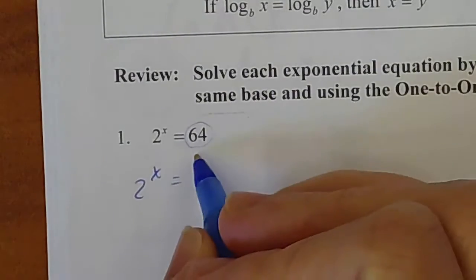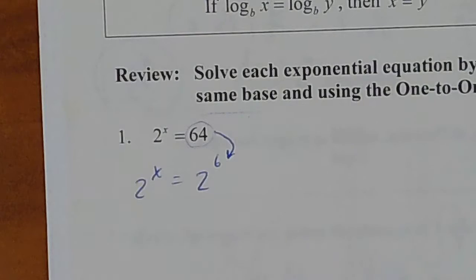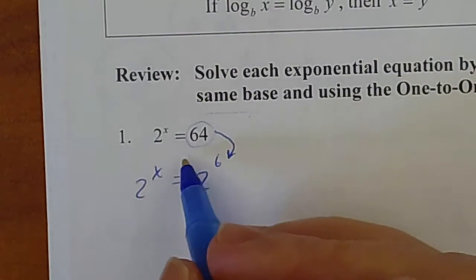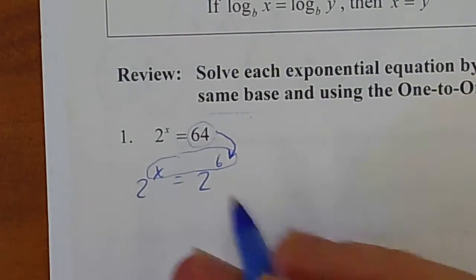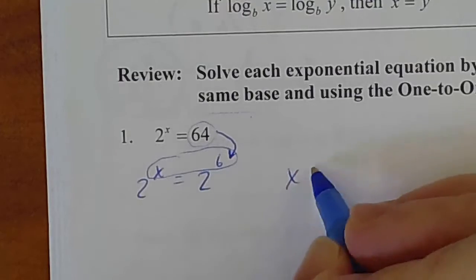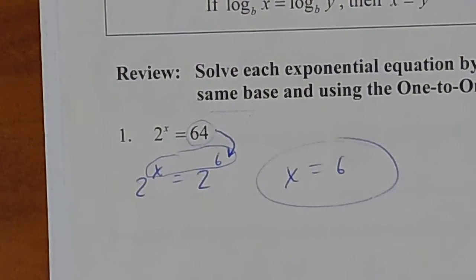2 to the 6th is 64, so I just replace 64 with what it's equal to. Now I have the bases the same, so now we can set the exponents equal to each other. And sometimes we have to solve the result, but in this case, it's just x equals 6, so that's the answer to the problem. Okay? Sometimes they're that easy.